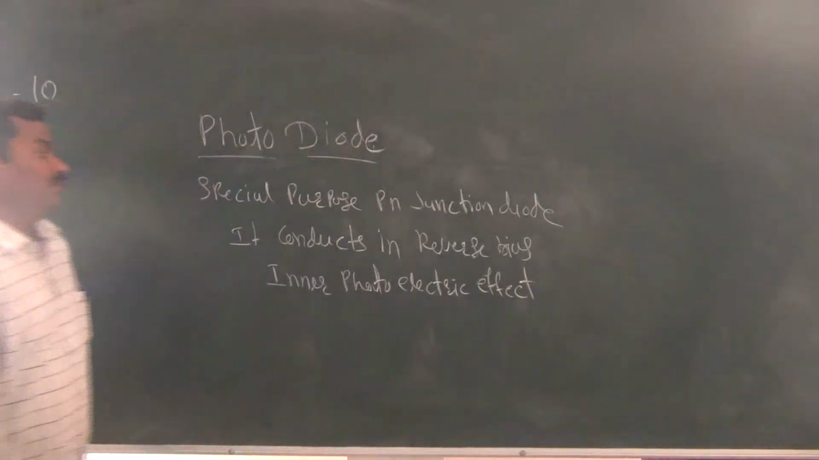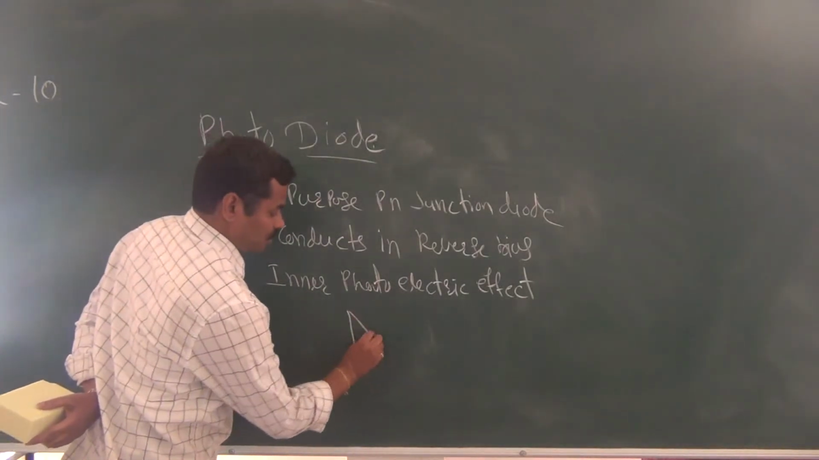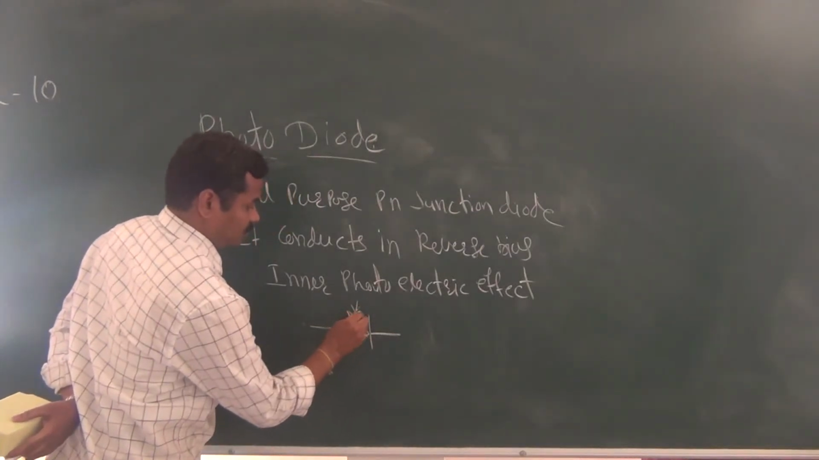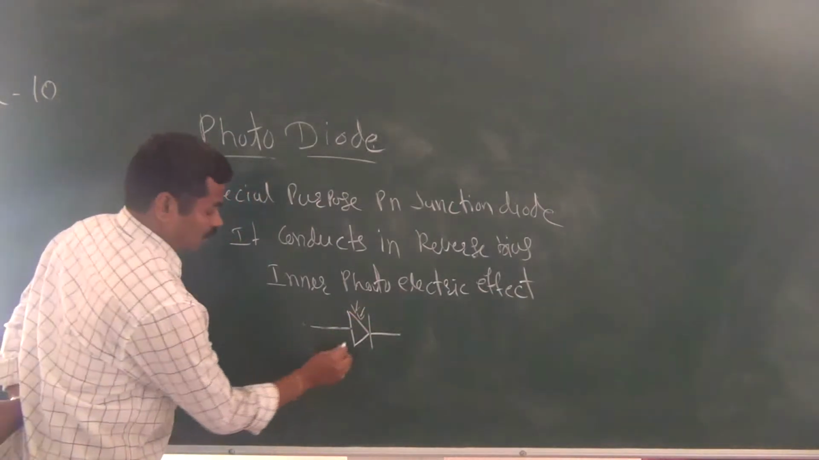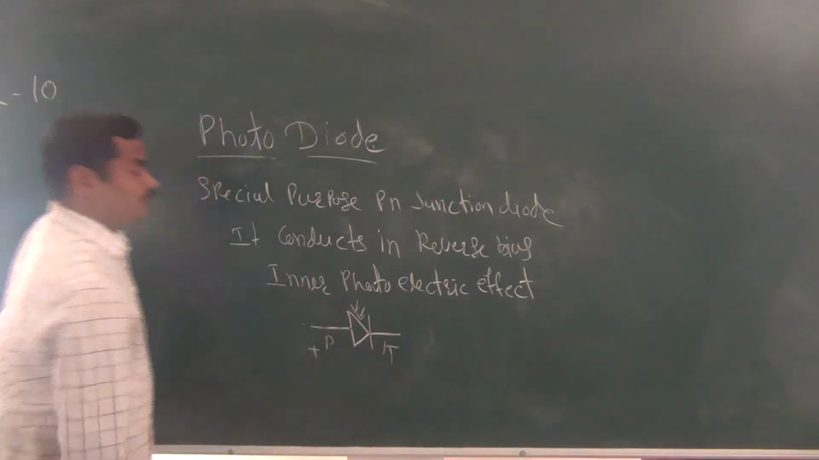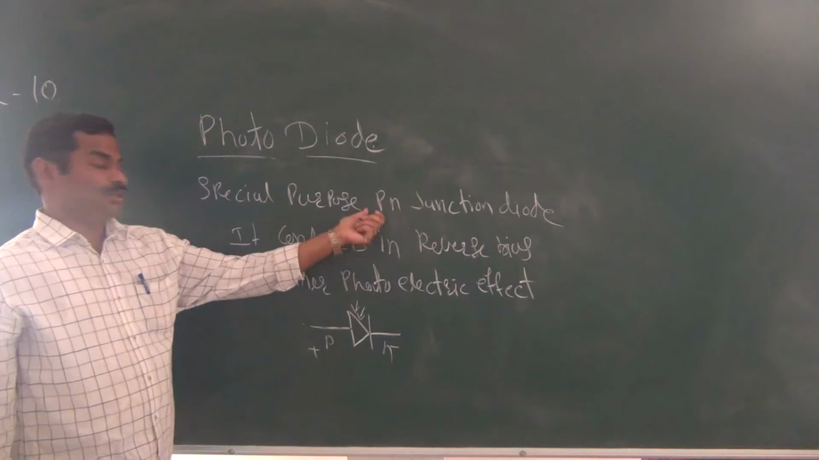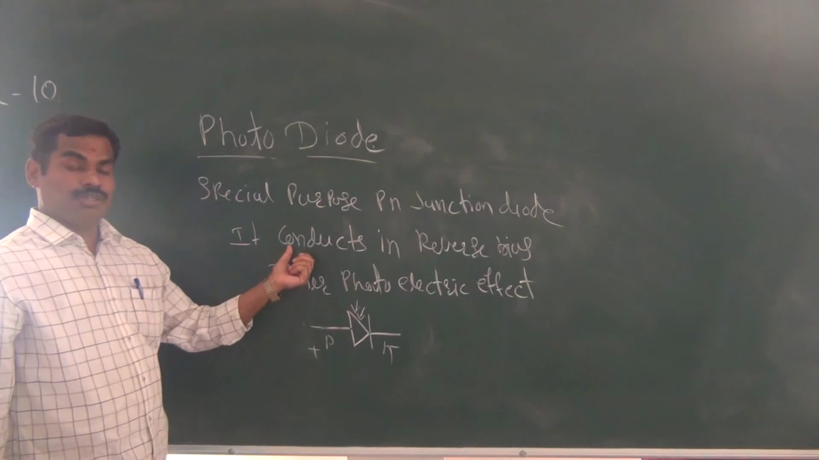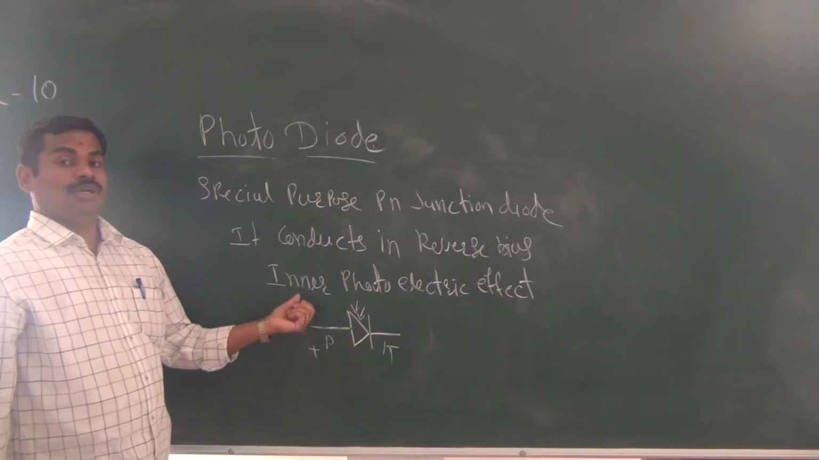The symbol of the photodiode is similar to the normal diode, but there will be an arrow. The photodiode is basically a special purpose PN junction diode. It conducts in reverse bias, and its working principle is the inner photoelectric effect. It is also called a photovoltaic device.